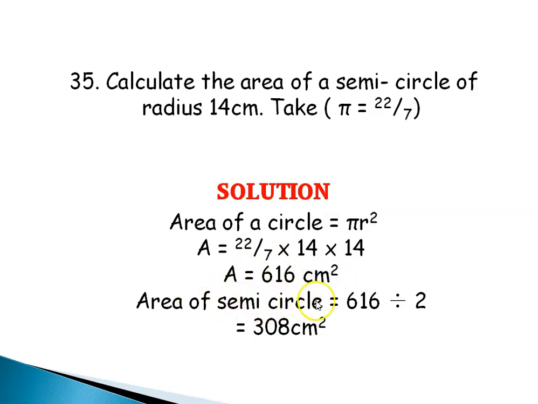Now the area of the semicircle will be 616 divided by 2. And that will give us 308 centimeters square. Is that okay? Very good.